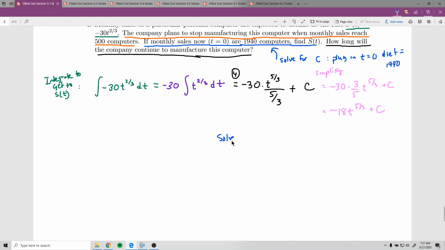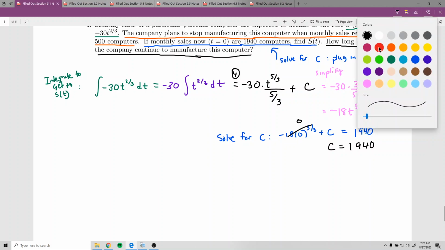Now we're going to solve for c. So we take our function here, we plug in t equals 0. So we get -18 times 0 to the 5/3 plus c, and we set it equal to 1,940. Now, once again, plugging in 0 is great because 0 to any positive power is 0. And that makes getting c very quick because that is 0. We got c equals 1,940.